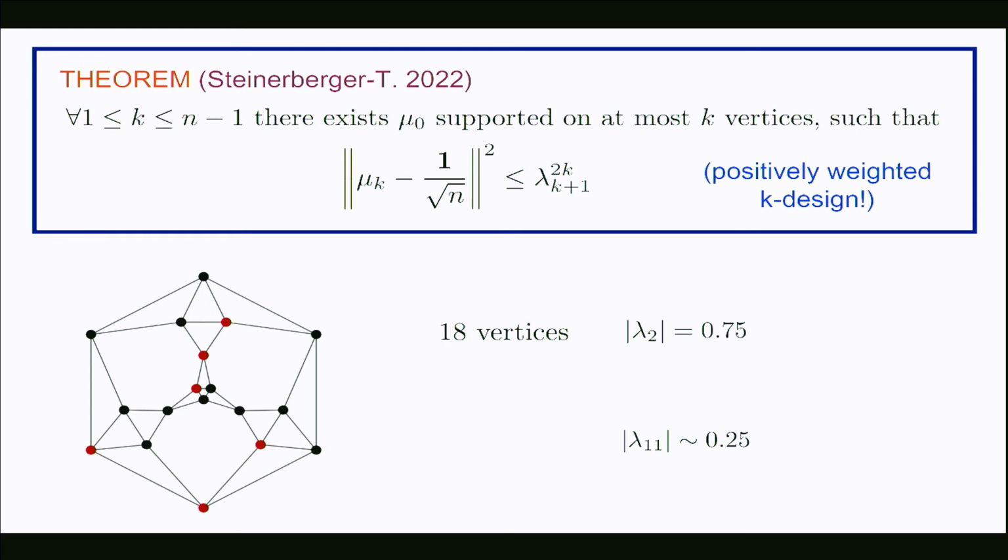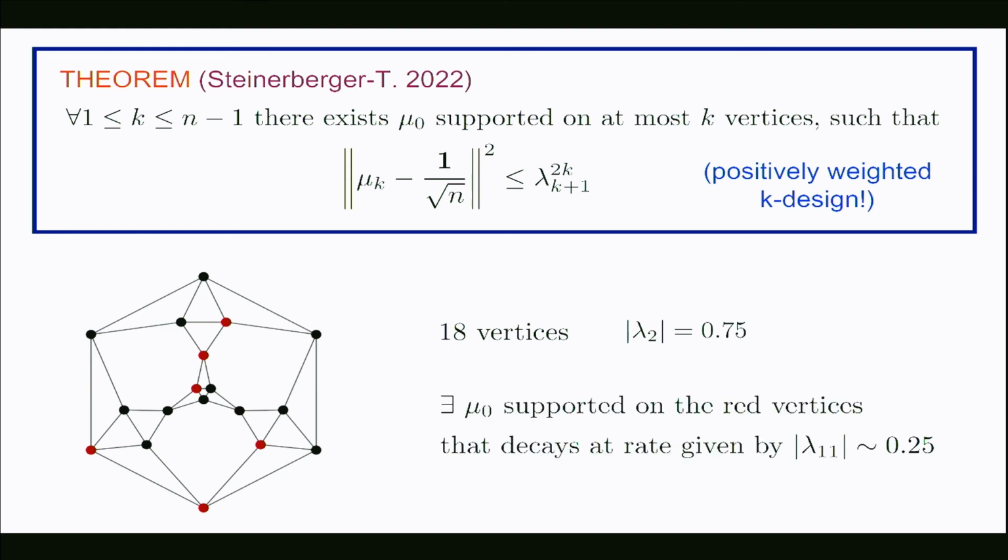But it turns out, because designs can have smaller size than the expected size, you can just start on a few vertices. I think here there are just these red vertices, 1, 2, 3, 4, 5, 6 of them. If you start on these 6 red vertices, then you'll get a random walk that decays at the rate given by 0.25. So it extends that theorem to all eigenvalues.